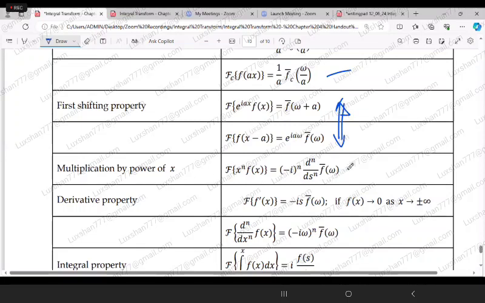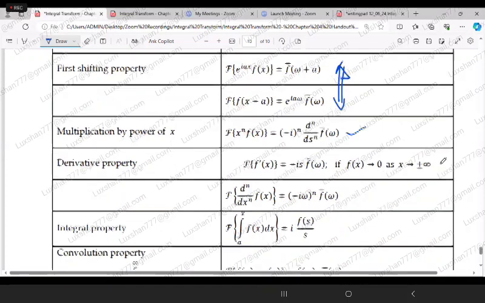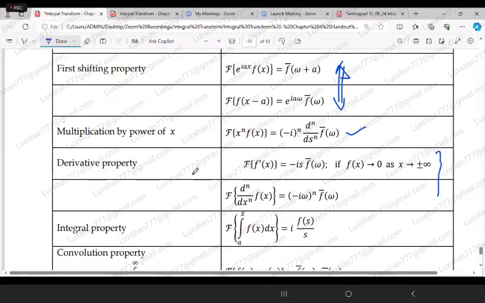Similarly, multiplication and derivative property. This derivative property is important because in a few minutes we are going to discuss application of Fourier transform, where we will solve partial differential equation. In that case, this derivative property is important.